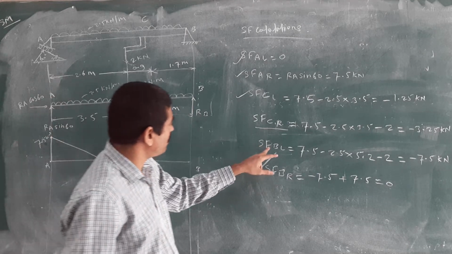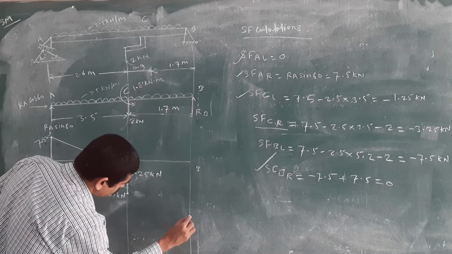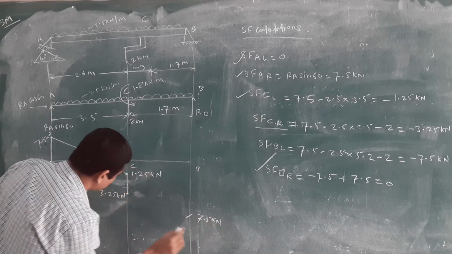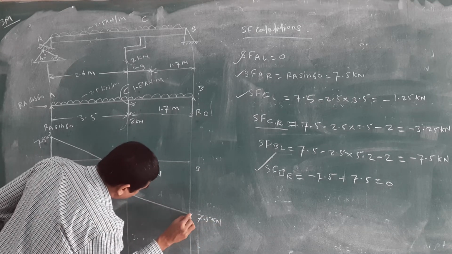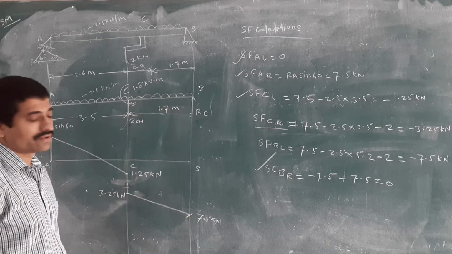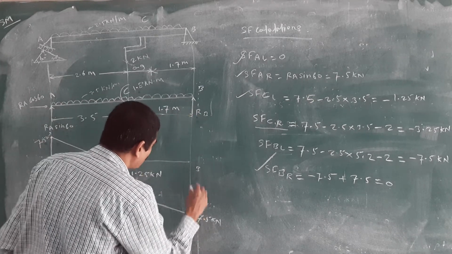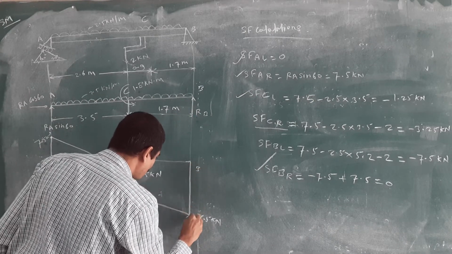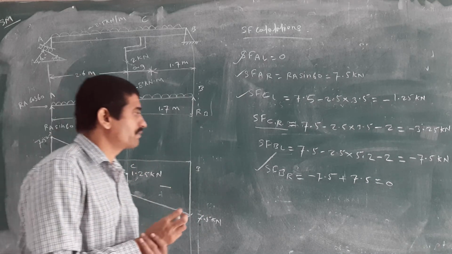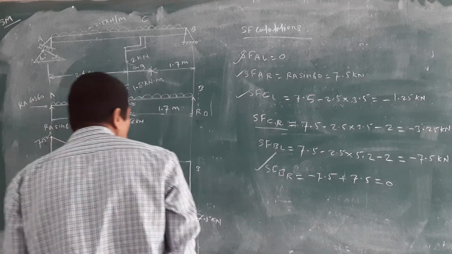Then again there is a UDL in between C to B. Check that. Except at B point left side, minus 7.5 kilonewton. Suppose here is 7.5 kilonewton, minus because we are coming downward. Again you have to draw the inclined line because the UDL is given. And this 7.5 plus this 7.5, you will get 0. This is the statement, minus plus. This is your SFD. Very simple.